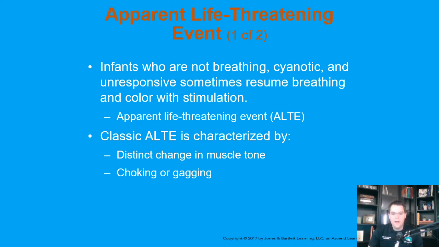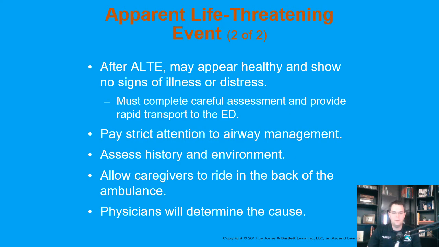The final thing that we're going to look at here is something called an ALTE, an apparent life-threatening event. These are children that may stop breathing, may become cyanotic, become unresponsive, may look like they have coded, but it's something that resumes. With stimulation, they usually start breathing again. Their color comes back. These are called apparent life-threatening events, or ALTEs. The classic ALTE presentation is a change in muscle tone and they're choking or gagging. After an ALTE, they can pop back up to perfectly normal, with no signs of distress, no signs of cardiac arrest, no signs of difficulty breathing.